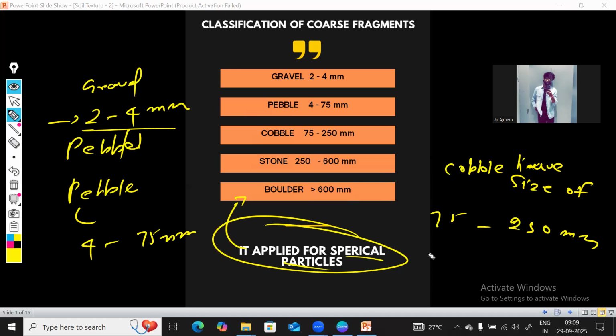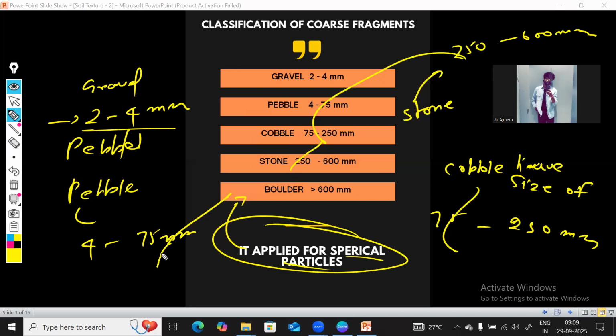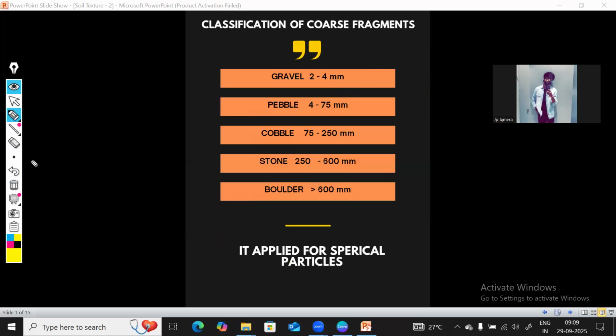We'll go to the next one. The next one is stone. What is the stone size? The stone size is 250 to 600 mm. And the last is boulder. We'll remember boulder, and wind up with that.